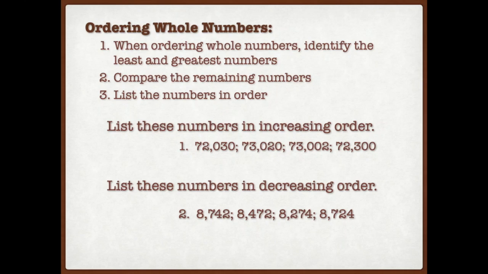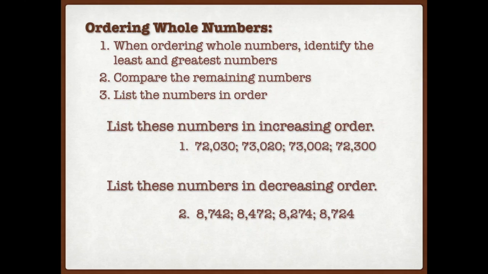And I'm dealing with 72,030, 72,300. So my first one will be 72,030. Now let's find my biggest one of the 73s. 73,020 is bigger than 73,002. Okay, so 72,030, then I go 72,300, then I go 73,002, and then my largest one is 73,020.